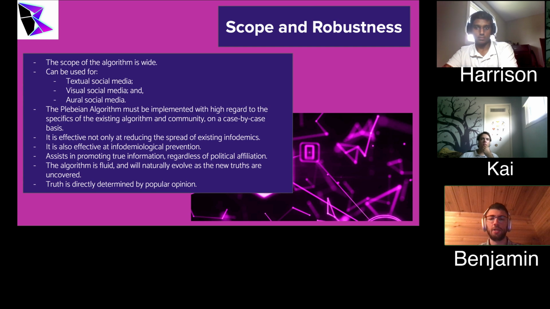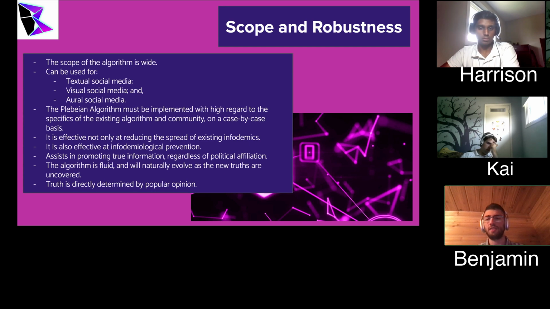The Plebeian algorithm must be implemented with high regard to the specifics of the existing algorithm and community on a case-by-case basis. So it should really be adapted to the specific situation and to the algorithm that's already in place. It should be integrated deeply within that algorithm and within that community. It's effective not only at reducing the spread of infodemics, but it's also effective at infodemiological prevention. So it helps to make sure that future infodemics just don't even get started. They don't take off.